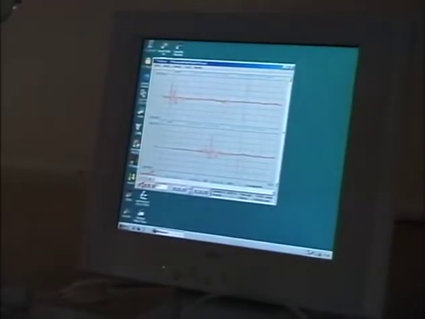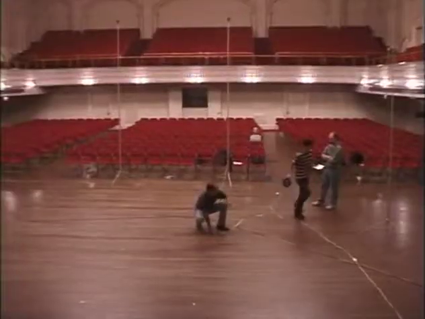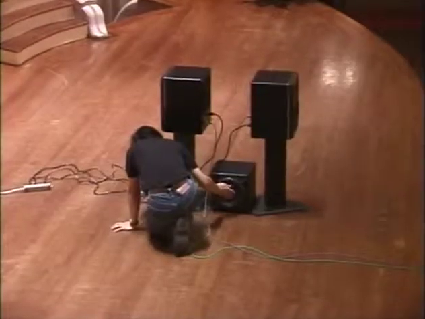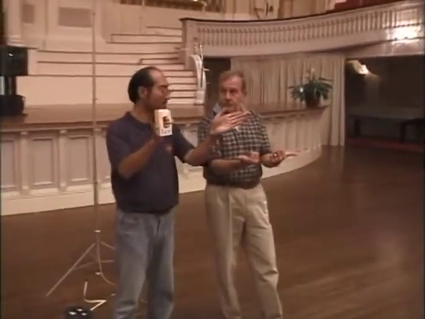To get the most out of this new technology, Sony sent a team of engineers to sample some of the world's best concert halls and recording stages. Tom was hired to engineer the U.S. leg of the sampling tour.